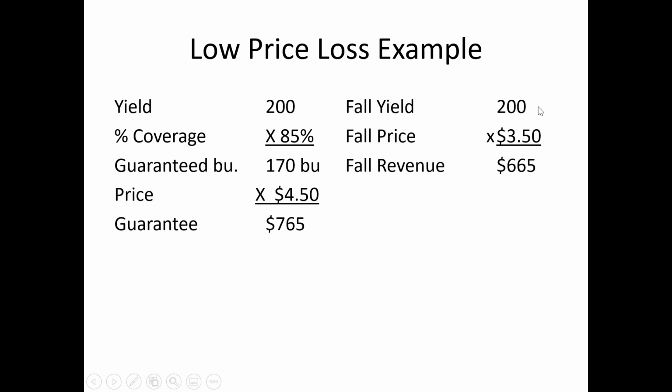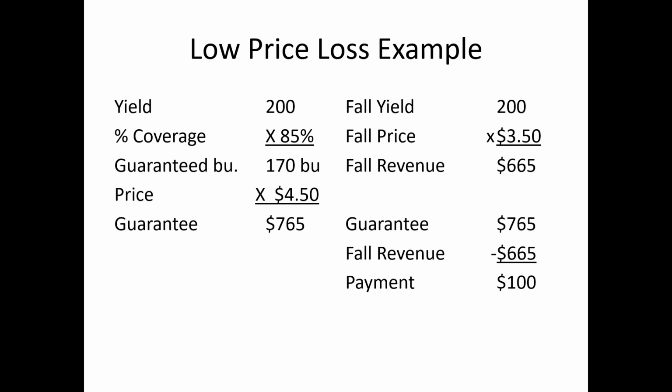If we have a fall yield of 200, the same average yield we used, and we have a fall price of $3.50 in this example, that gives us $665 of revenue. So if our guarantee was $765, our fall revenue is now $665, there's a payment of $100. I know I'm kind of oversimplifying this. I'm keeping it kind of simple, just trying to prove a point of how the program works with a low price in this example. So this is one way that revenue protection is valuable.